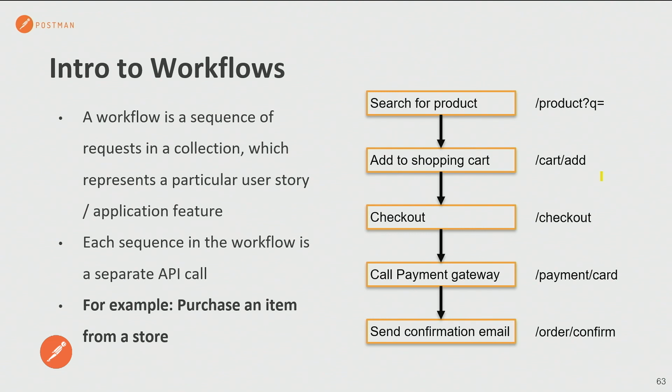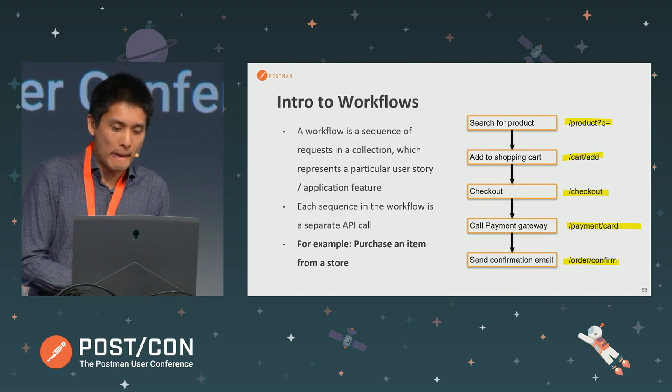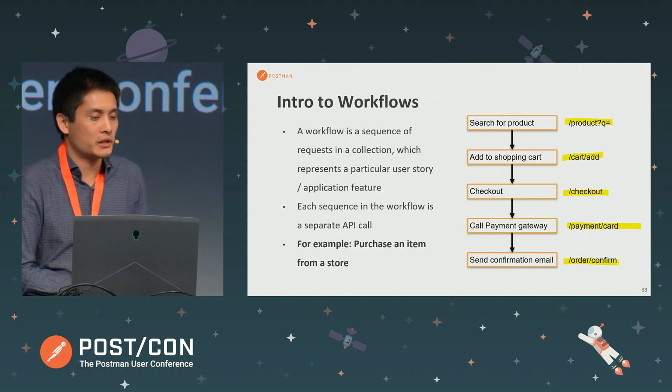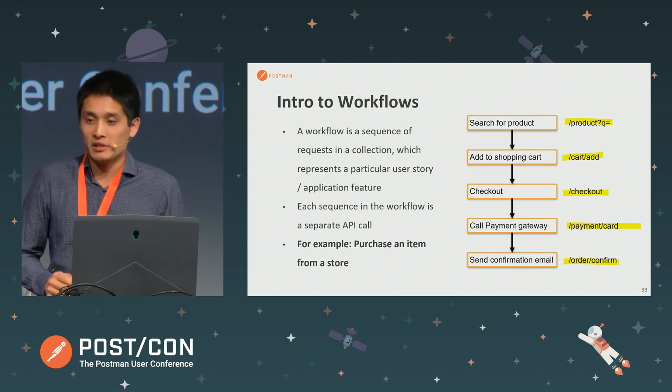Like here, this is the sequence. This is a very simplified sequence for purchasing an item from a store. We do a search for our product, and this is the call that we make, product question mark Q equals 2. We add that to the shopping cart. We do the checkout process where we supply all the details. Then we check the credit card, making sure it's valid, so that's calling the payment gateway. And if all of that's successful, then we'll send an order confirmation email. So each one of those requests needs to happen in order to check that particular user story or application feature. And so we need to run those requests in that particular sequence.